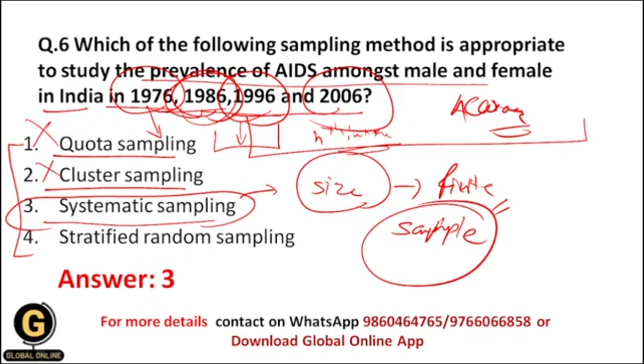Within stratified random sampling, the researcher makes subgroups and then randomly selects the samples. This is useful, but it is not the preferred sampling technique, because systematic sampling will be more preferred than stratified random sampling. So this again gets eliminated. That's why your correct answer should be 3, which is systematic sampling.